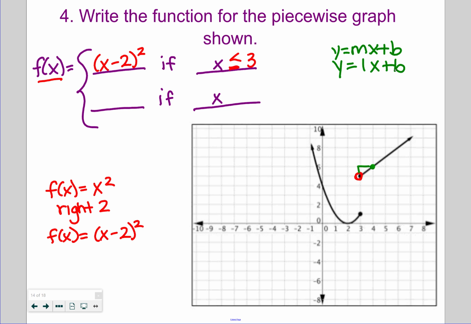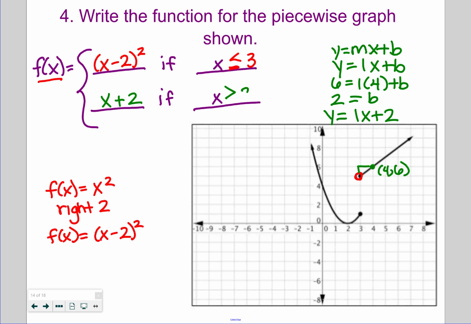To solve for the y-intercept, you can pick a point on the line, so maybe (4, 6), since I have that one marked. My y is 6, my x is 4. That means b must equal 2. So my equation of the line is y equals 1x plus 2, or you could just say x plus 2. Again, we don't have to write that y equals. That, if we say there's an open circle on the left, is only values greater than 3, where we see that piece of the function.